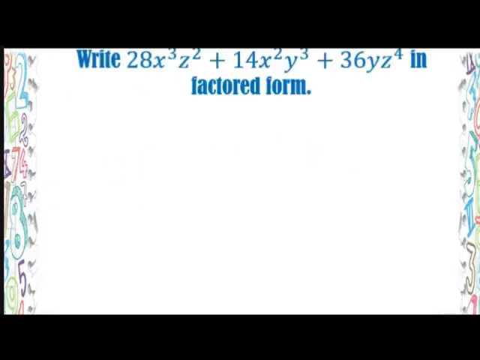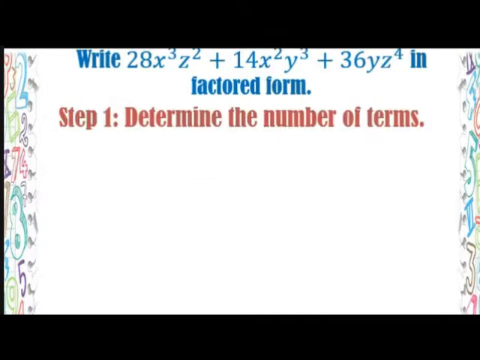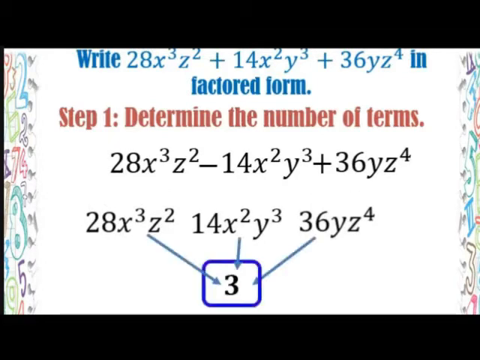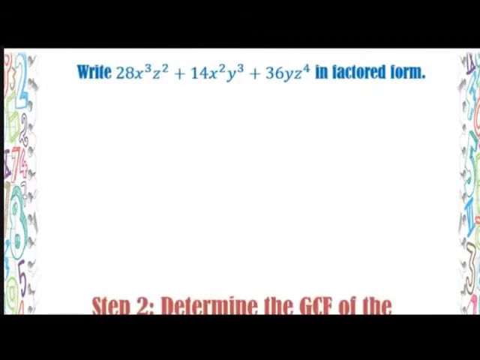Fifth example. Write 28x cubed z squared plus 14x squared y cubed plus 36yz raised to 4 in factored form. Determine the number of terms. We have 1, 2, and 3. So we have 3 terms.